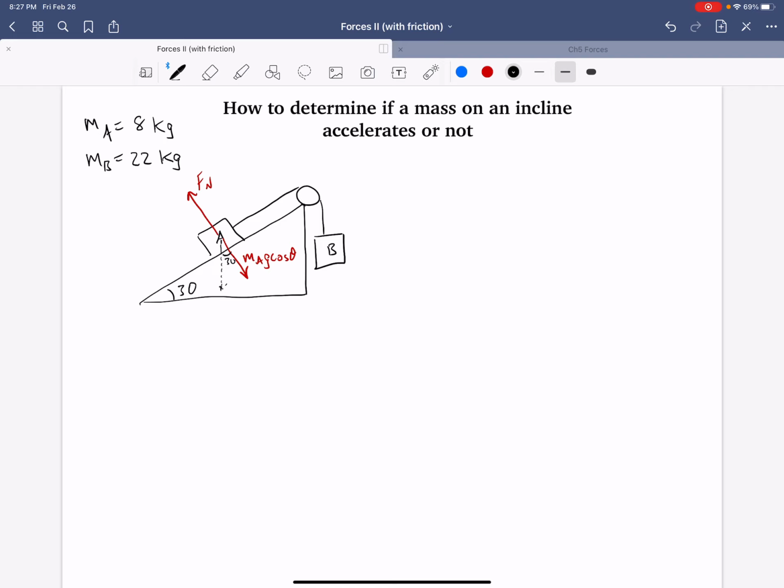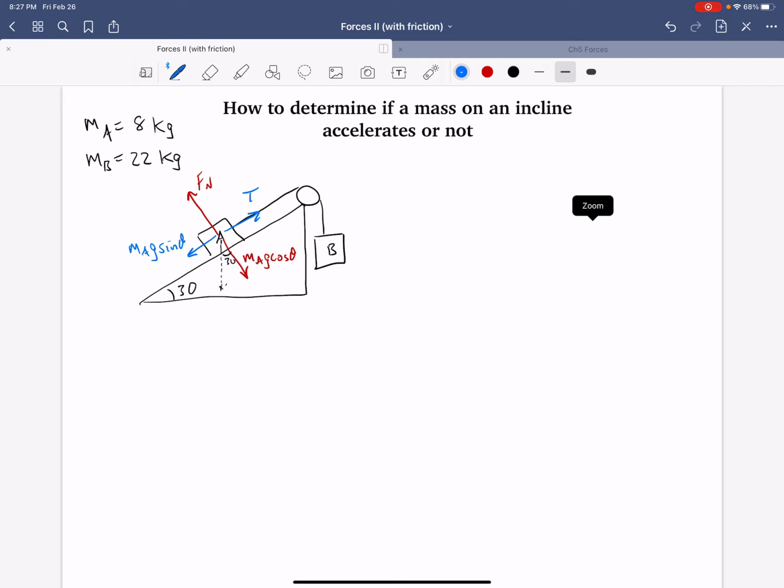X direction. For mass A, we have the tension in that string, and down the incline we have MAG sine theta. Now in chapter 6, since mass B is 22 kilograms and mass A is 8 kilograms, hopefully your intuition says that B should pull on mass A. If B goes down, mass A moves up the incline.